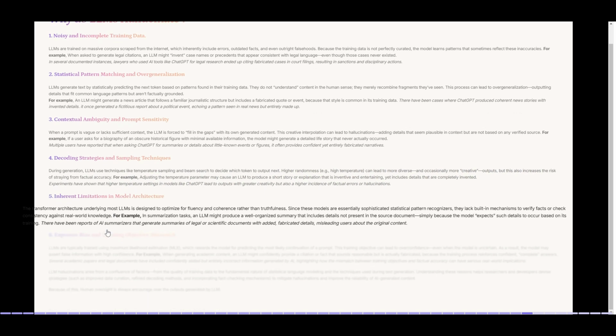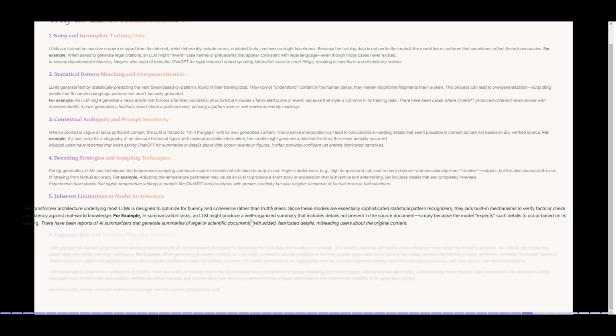Fifth is inherent limitations in model architecture. The transformer architecture underlying most LLMs is designed to optimize for fluency and coherence rather than truthfulness. Since these models are essentially sophisticated statistical pattern recognizers, they lack built-in mechanisms to verify facts or check consistency against real-world knowledge.